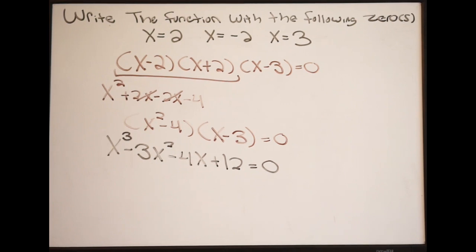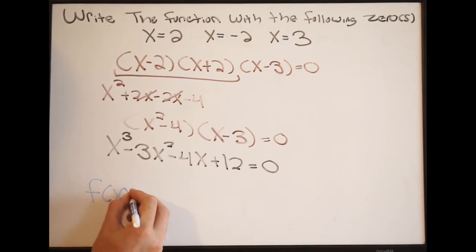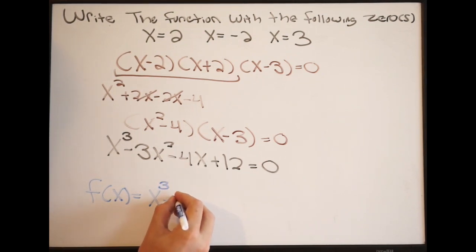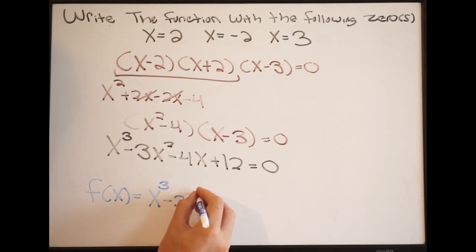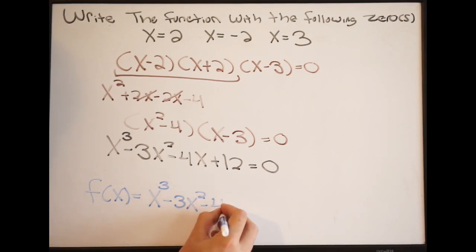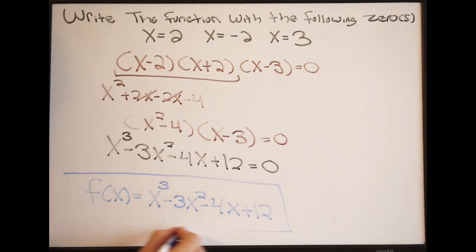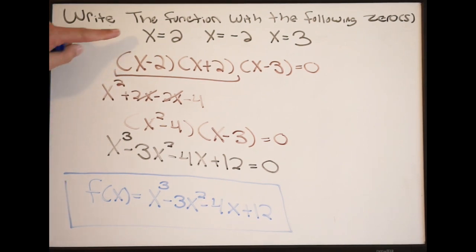So we can write our final answer the following way. F of x equal to x cubed minus 3x squared minus 4x and then plus 12. Okay, so this here is going to be your final answer. Okay, so this is the function with the following zeros. Okay, and that is it.